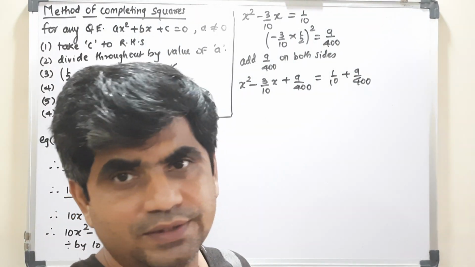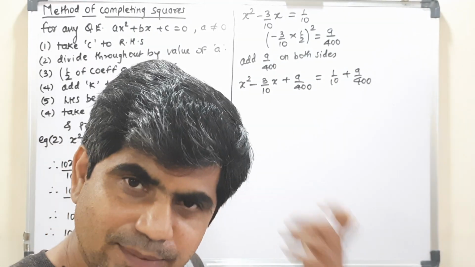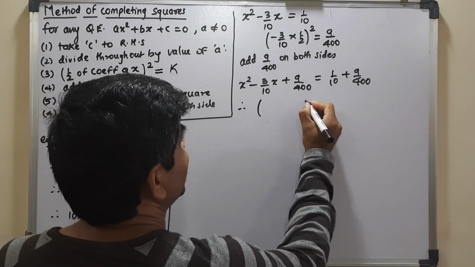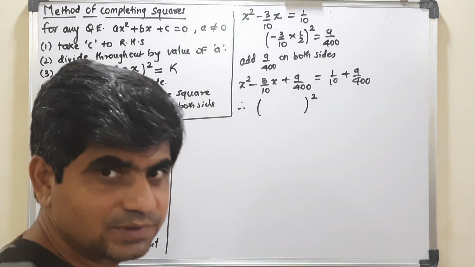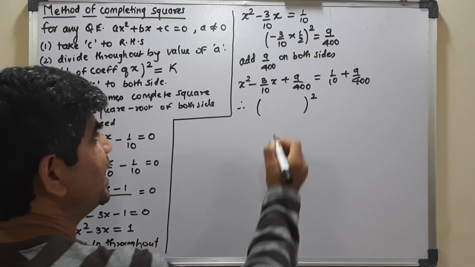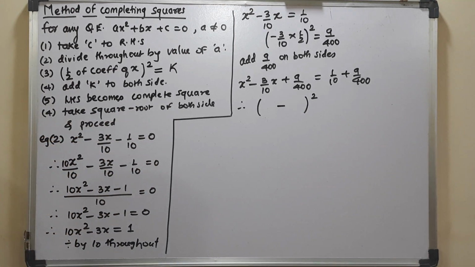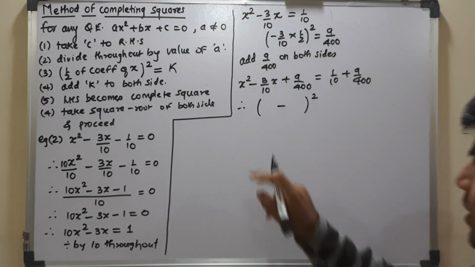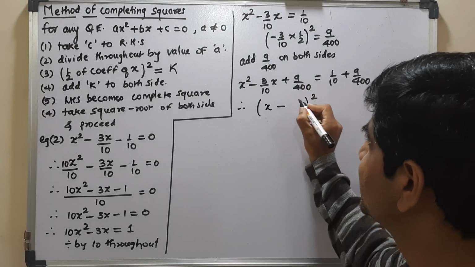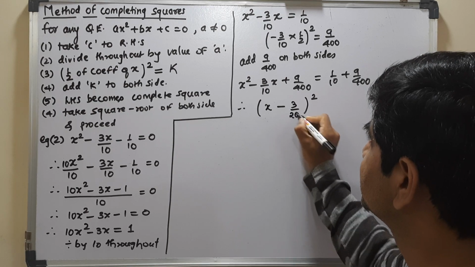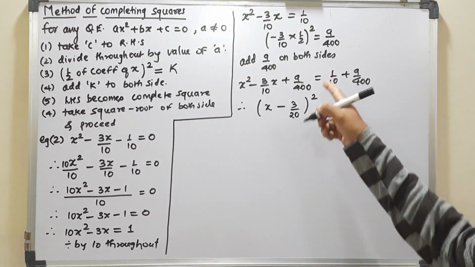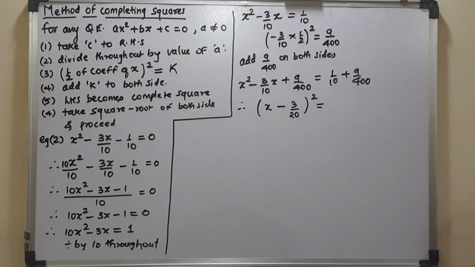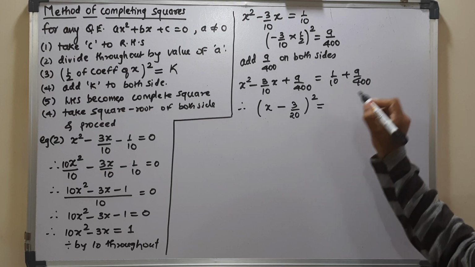Once you add the k, the left side becomes a complete square. I told you how. Therefore, bracket whole square. See the sign of the middle term. That is the position. See it properly. Now you have to fill in the blanks on the left and right. What on the left? Square root of the first one. What on the right? Square root of the last one. Square root of 9 is 3, square root of 400 is 20. Is equal to this. Here it is 10 and here it is 400.